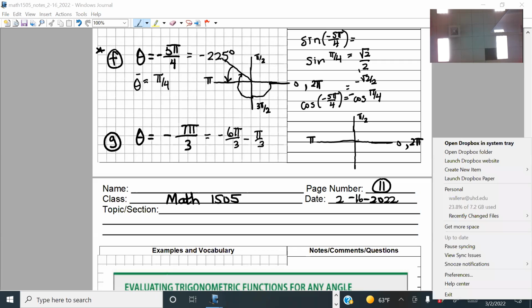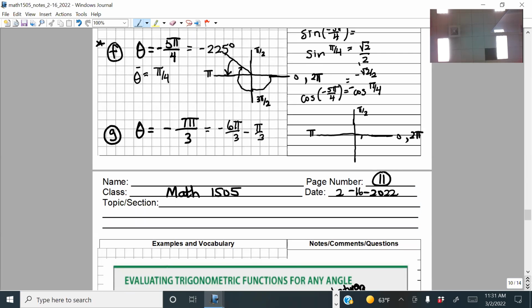So if you draw a picture of that, let's be sure we draw it in the right direction though. It's negative, right? So we're going to draw clockwise. There's one revolution, that's minus 6 pi over 3. And then to get to minus 7 pi over 3, we're going to go another pi over 3, right? So that is about another 60 degrees into the fourth quadrant.